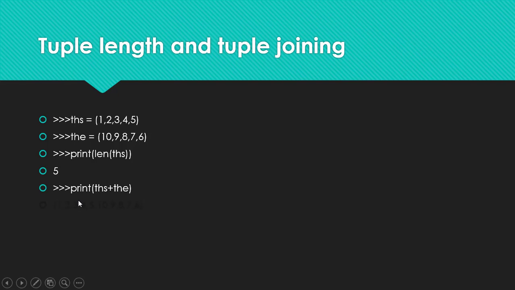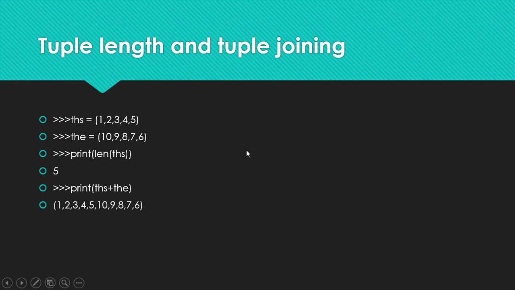Then to simply join two tuples, we can use a plus sign, plus operator, that is print THS plus THE would basically join both the tuples. Here 1, 2, 3, 4, 5, 10, 9, 8, 7, 6 is printed because tuples are ordered. That's why 1, 2, 3, 4, 5 plus the first index, second index, third index, and so onwards are printed in the same order. If we would have done THE plus THS, then 10, 9, 8, 7, 6 would have been printed first, and then 1, 2, 3, 4, 5 at the end of the THE tuple.